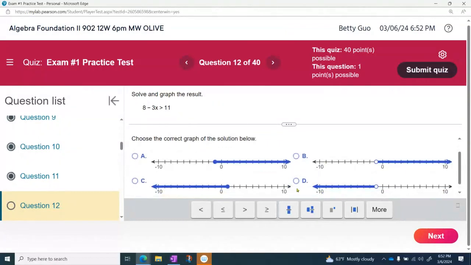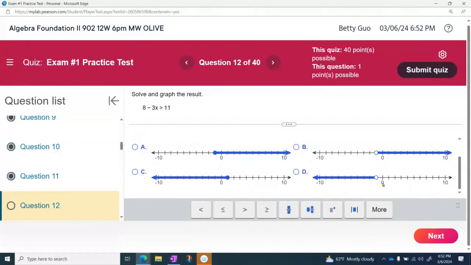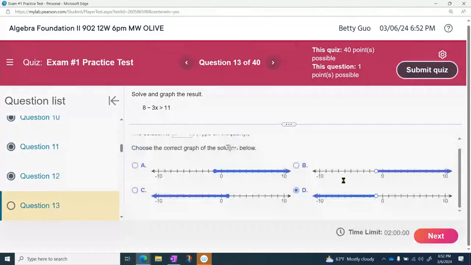So we do a circle, right? We need to find a circle to the left. This is negative 1. At the negative 1, we have a circle and go to the left. So it's D.